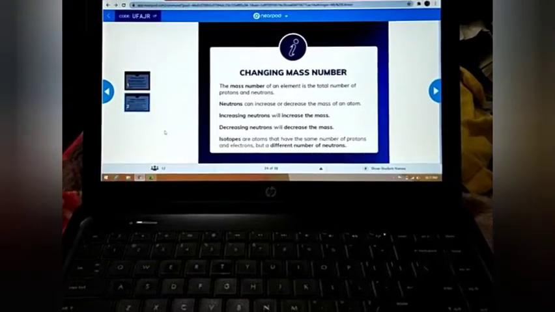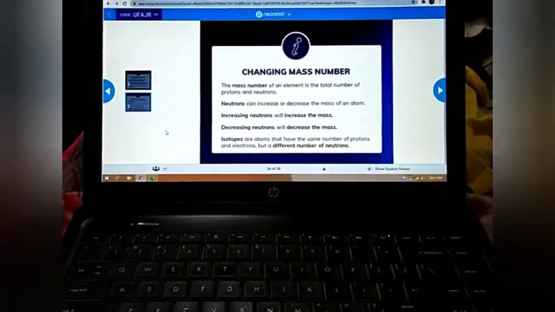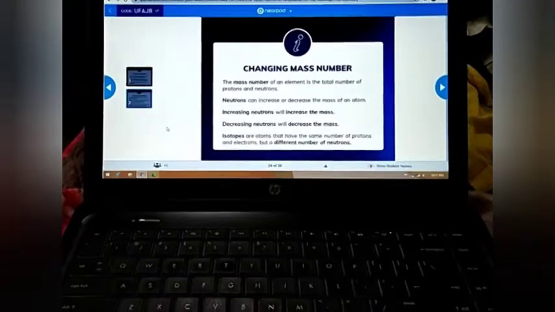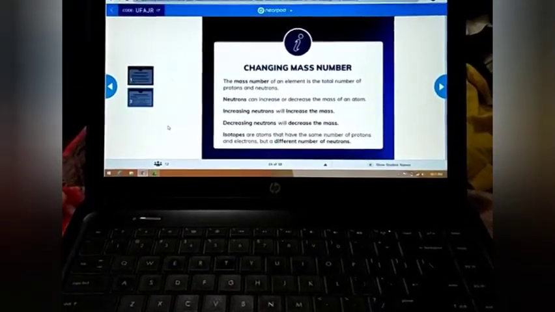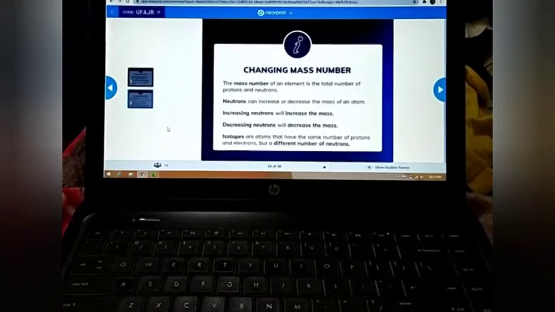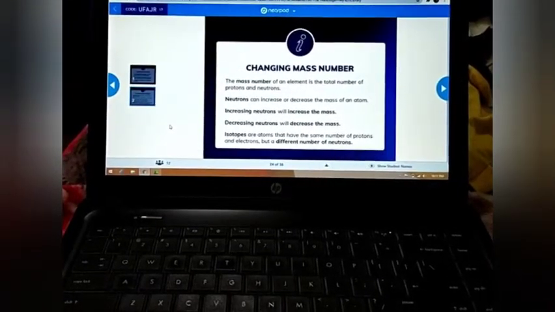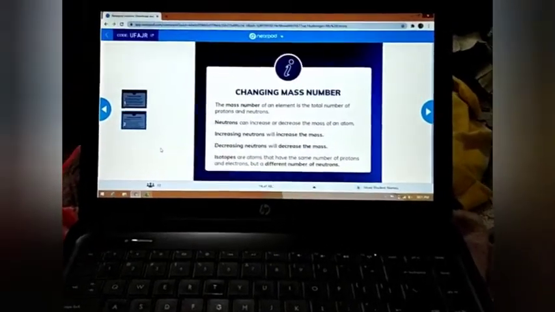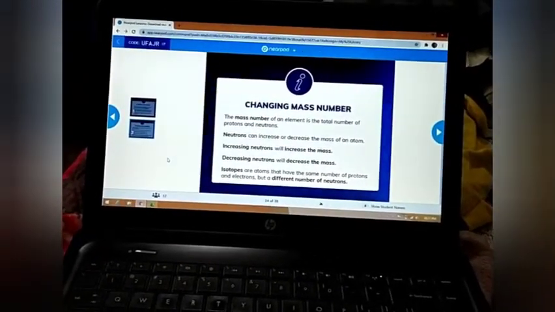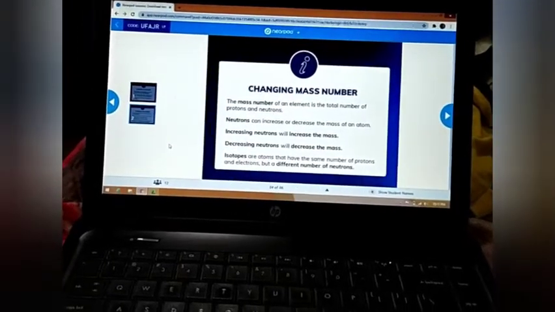Okay, it will only change the mass. Neutrons do not have any effect on the identity of the atom. It is the proton which determines the identity of the atom, and neutrons only happen to change its mass. Increasing neutrons is going to increase the mass, and decreasing neutrons is going to decrease the mass.